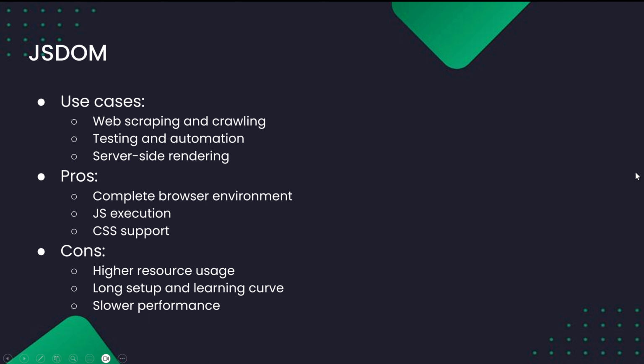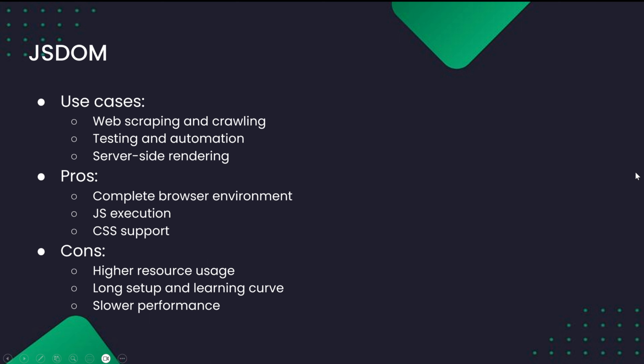Some cons are its higher resource usage. JSDOM's complete browser emulation comes with a higher resource cost compared to lighter weight parsers like Cheerio. It may not be as suitable for simple parsing tasks or scenarios with limited resources. It has a longer setup and learning curve. JSDOM's extensive feature set and browser emulation capabilities require more time and effort to set up and understand compared to simpler HTML parsers. And slower performance.